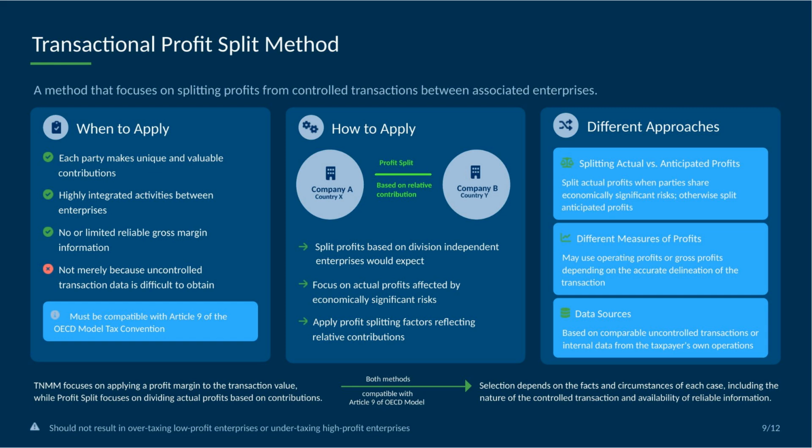The transactional profit split method allocates profits from controlled transactions based on each party's unique contributions, integration level, and shared assumption of economically significant risks. It applies when reliable gross margin data is unavailable and all parties are on equal footing, and therefore focusing on actual profits and significant risks makes better sense. Profits are split as independent enterprises would expect, using factors or allocation keys reflecting relative contributions, ensuring compliance with Article 9 of the Organisation for Economic Co-operation and Development Model Tax Convention.